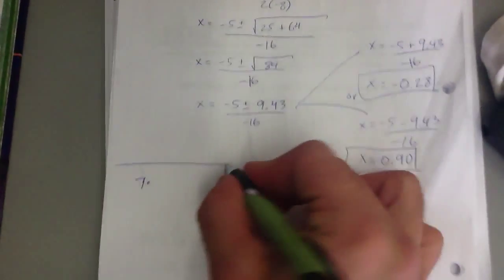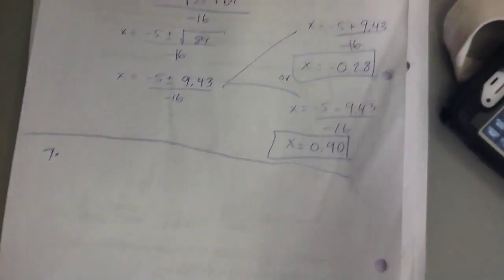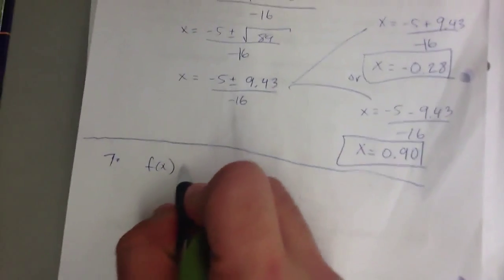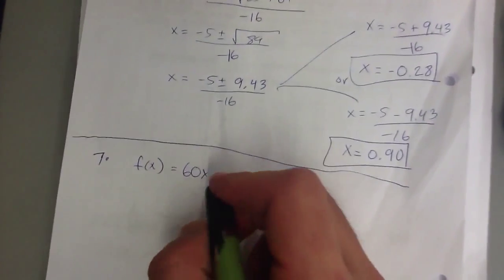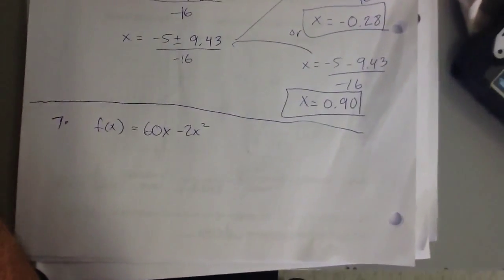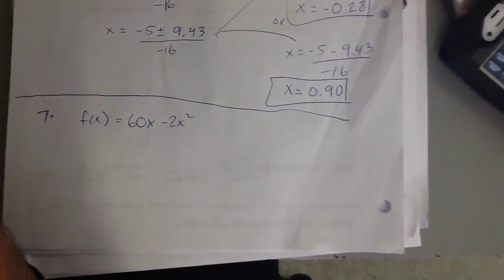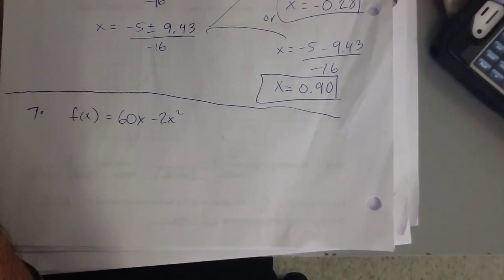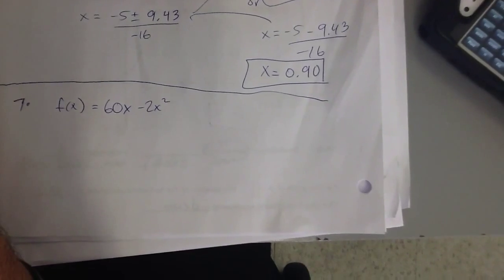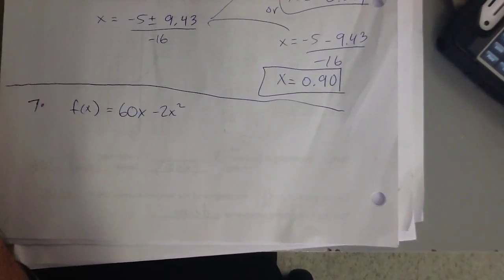If I look at question 7 and I read it, question 7 has a function that looks like this: f(x) = 60x - 2x². And the question reads: a gardener wants to fence three sides of a yard in the front of her house. She bought 60 meters of fence and wants an area of about 400 meters squared.